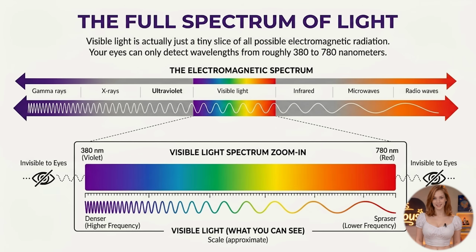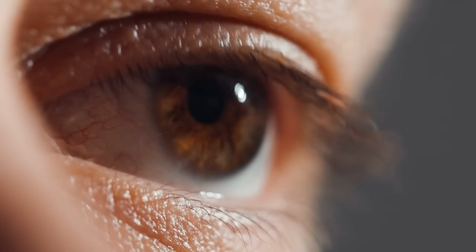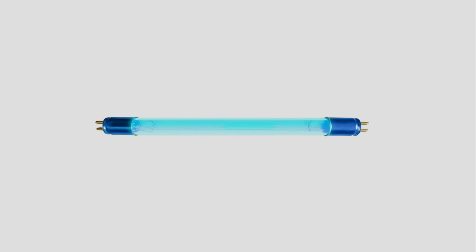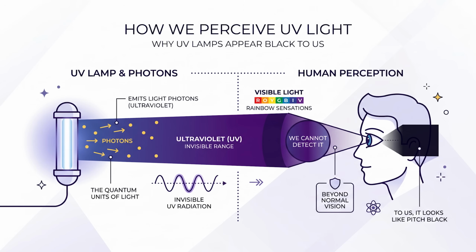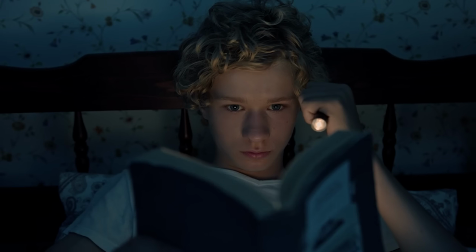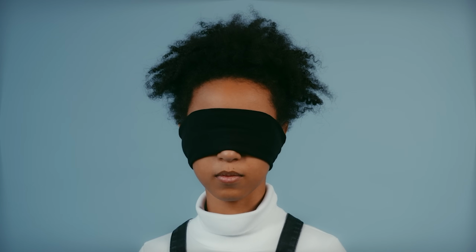Yes, you heard that right. In a broad physical sense, they're all forms of light. Your eyes simply are not built to detect most of them. So UV lamps are not producing blackness. They are producing photons, the quantum units of light. It just happens to sit outside normal human vision. And since we can't see it, to us it looks like pitch black. Simply put, UV light is called black light, not because the light it emits is black, but because the light it produces is invisible to us, and what we cannot see appears as black.